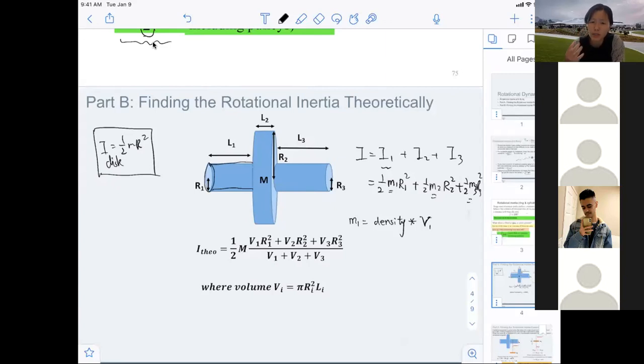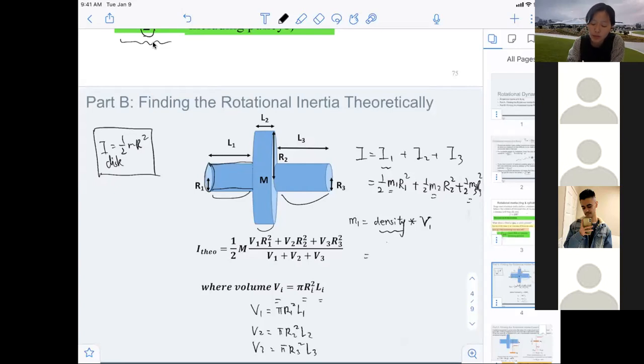Volume 1 we can calculate because we know the dimensions. We can measure the dimensions. We know that volume is simply pi r squared times L. So V1 is pi R1 squared times L1. V2 is pi R2 squared times L2. V3 is pi R3 squared L3. So all of these you can measure and you can calculate. Now, the only thing we don't know is density. But the density of the first section is the same density as the second section and the same density as the third, because they're all made of the same kind of metal.